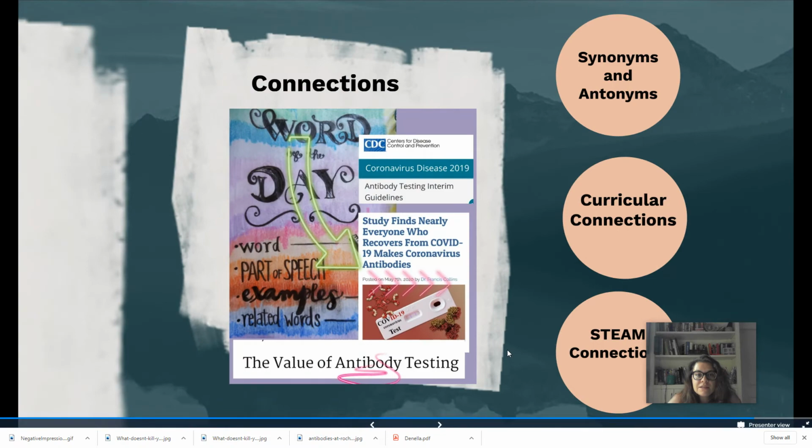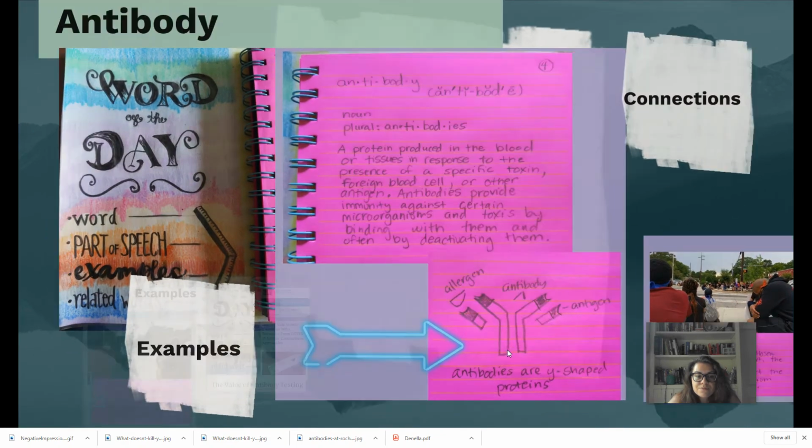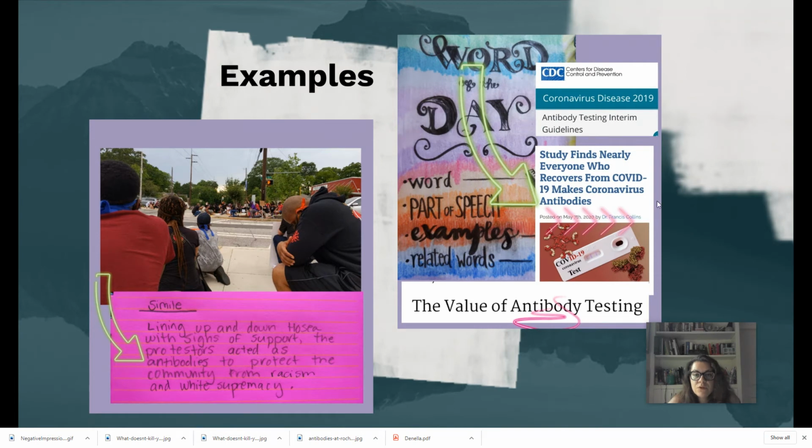All right. Last thing, examples. Okay, so I have some literal and some figurative examples for you. So these are literally just some screenshots that I took this summer of different articles around the internet from the CDC's website. Antibody testing interim guidelines. So they were talking about who should be tested for the antibody for coronavirus. Study finds nearly everyone who recovers from COVID-19 makes coronavirus antibodies. So if someone thinks they had coronavirus, they could take a test and it will show if they have the antibodies, then they know they had it. And then the value of antibody testing. And that was just another example of an article.